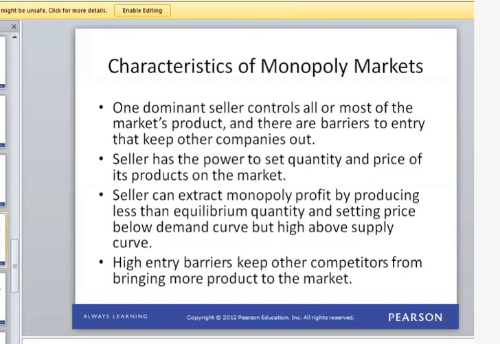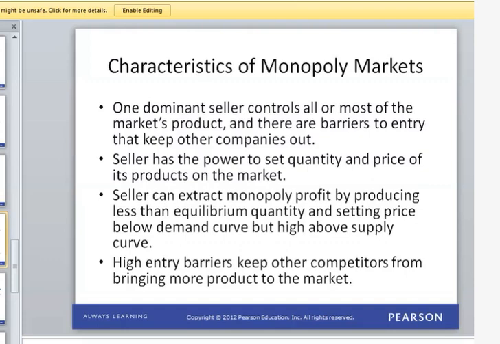Sellers can extract monopoly profit by producing less than the equilibrium quantity. This is the thing I said, because they are able to manipulate the market, and they can create a shortage. They can create oversupply, a surplus. But of course, a monopoly is not going to create a situation of surplus. Usually, they will create a situation of shortage, and this is the result of shortage. Definitely, they can push the price higher when things become short. They are able to do that.